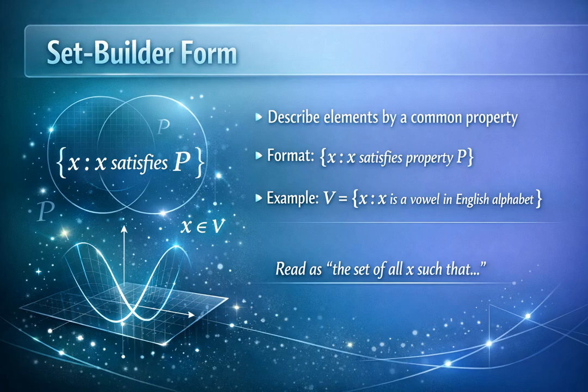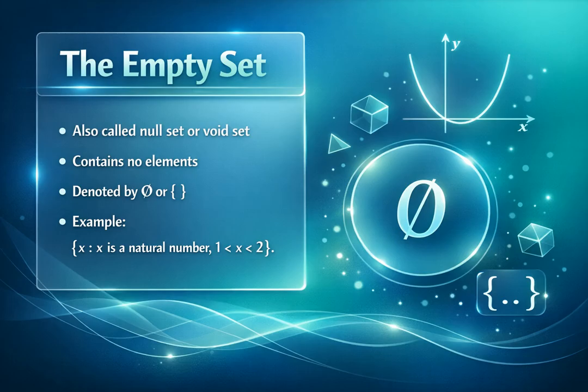The second method is set builder form. Here, we describe elements by a common property they all share. We write it as {x : x satisfies some property}. For instance, the set of vowels can be written as V = {x : x is a vowel in the English alphabet}. Now, let's talk about a special type of set, the empty set.